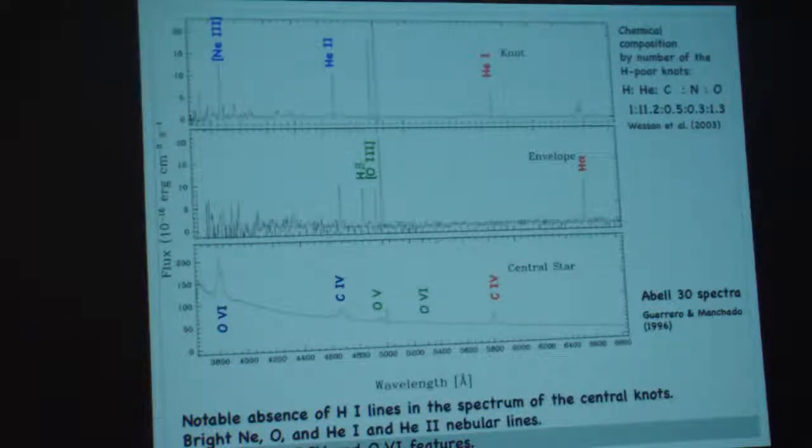So if you look at the envelope of those sources, you see the H beta, H alpha lines, so we are hydrogen rich. But if you look at the innermost regions, basically you don't see those lines. So it's material which basically consists of helium, carbon, oxygen, and some nitrogen too.